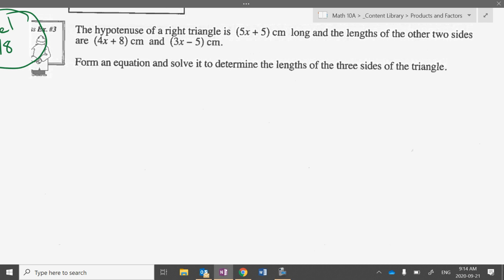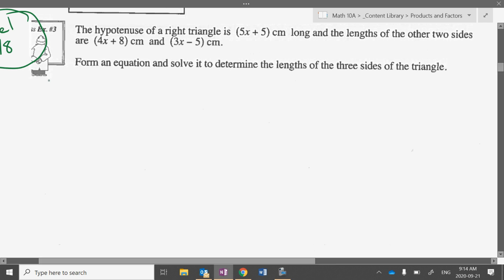So the hypotenuse of a right triangle is 5x plus 5 centimeters long. And the lengths of the other two sides are 4x plus 8 centimeters and 3x minus 5. Form an equation and solve it to determine the lengths of the three sides of the triangle. So this is the first time this year that you're actually going to be solving for x. That's why it's unfamiliar. It's also a little bit more complicated because we're talking about a triangle and you're given some other pieces of information.